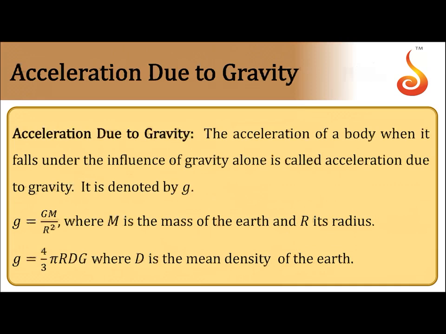Now coming to acceleration due to gravity. We know that any object that is allowed to fall freely under the action of gravity falls with a constant acceleration. That acceleration is called acceleration due to gravity, and it is denoted by g. g is given by GM/r², or you can also write it as 4/3 π r d G, where d is the mean density of the earth.